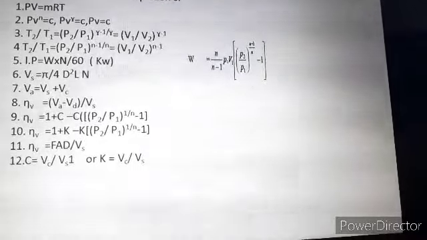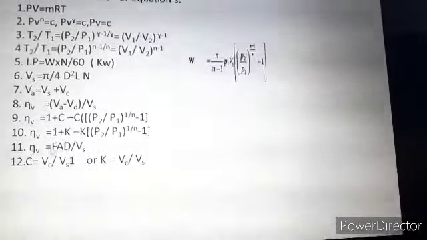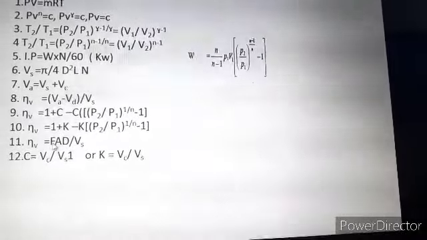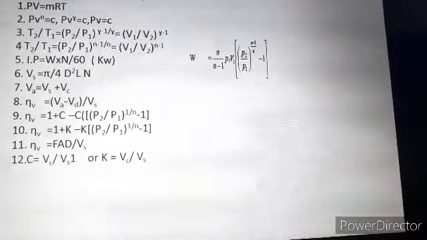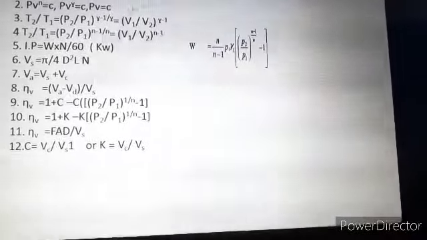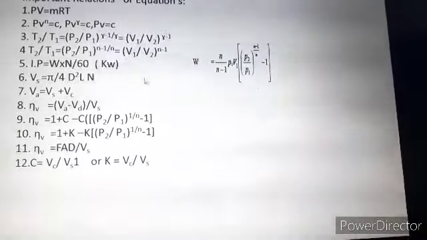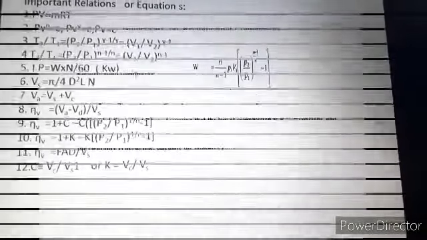Again we have one more relation for volumetric efficiency in terms of free air delivery. So this volumetric efficiency is equal to FAD upon Vs. So all these expressions we have to take into account for solving the numericals. Now let us proceed to the numerical.